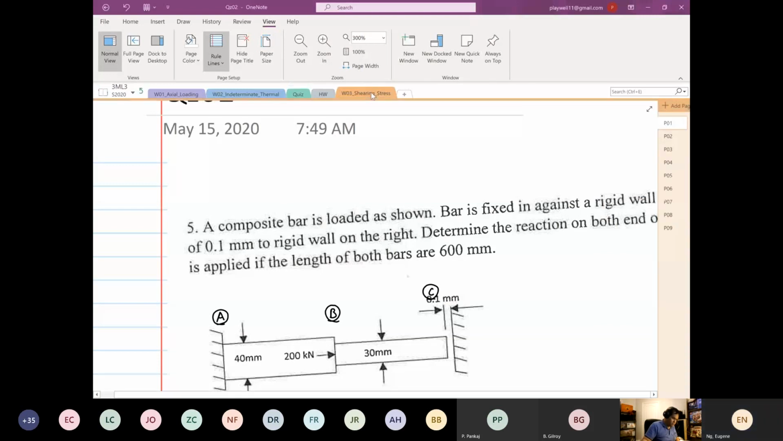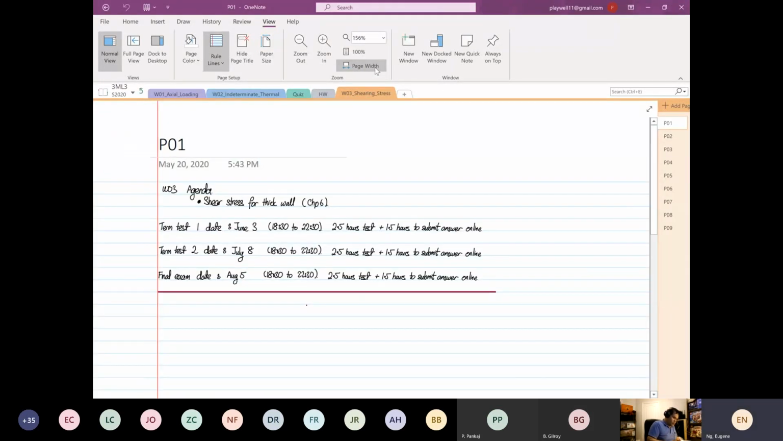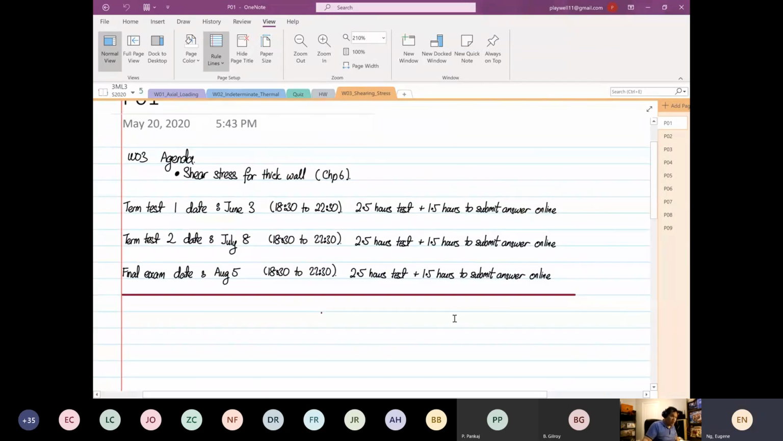So this is week number 3. We're going to look at shear stress for thick wall. Okay, so we're going to look at thick wall shearing stress. Now this topic is one of the most confusing topics. I used to teach this towards the end of the term. I realize it's not a good idea.